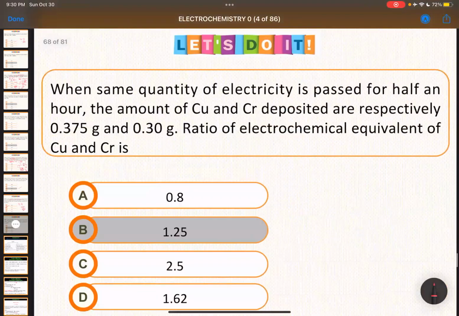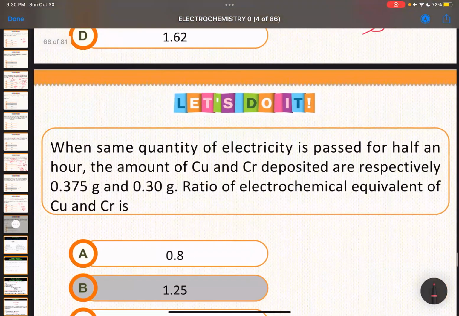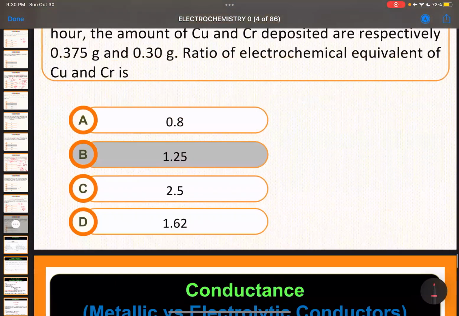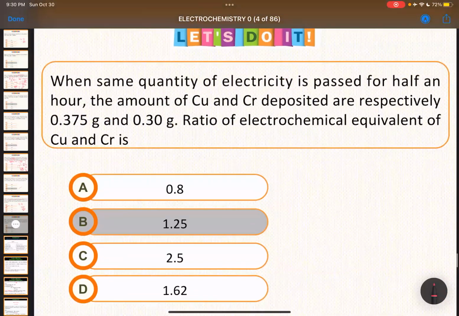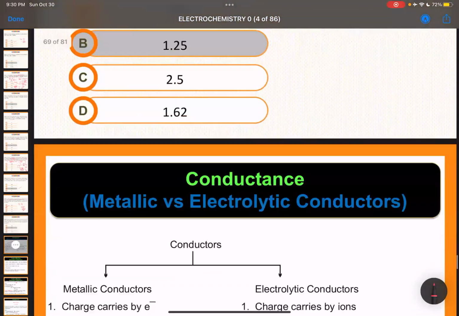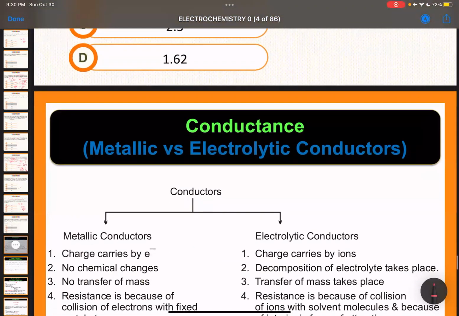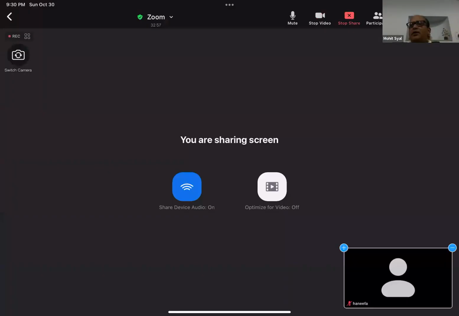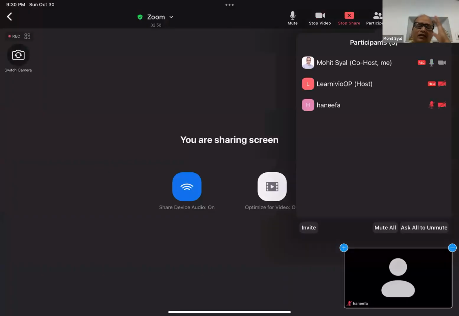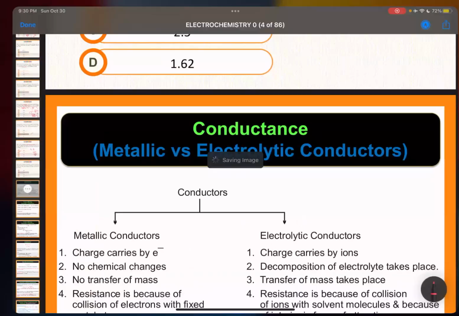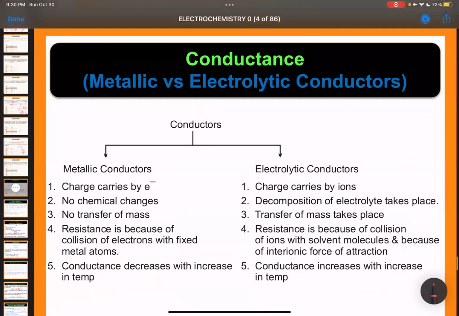So this is Faraday's first law, second law, small numericals come. They ask the mass, they ask the volume of the gas, they ask the current, they ask the time. Just remember one formula, W equals ZIT. You need to calculate the Z. Z is equivalent weight by Faraday's constant. Equivalent weight is molecular weight by charge, or the number of electrons which it has accepted or lost. That's it. And I hope you can do this.